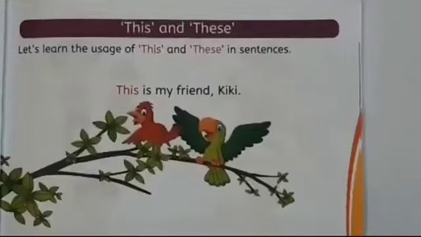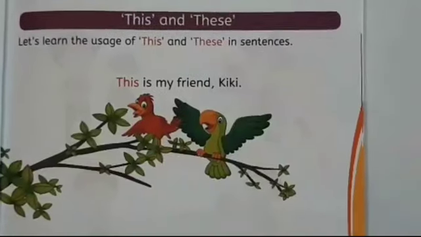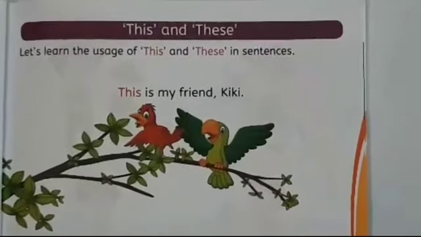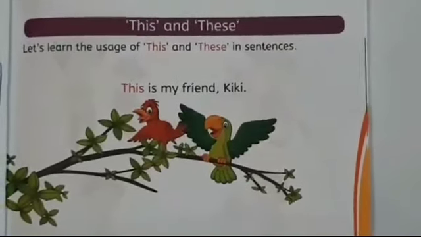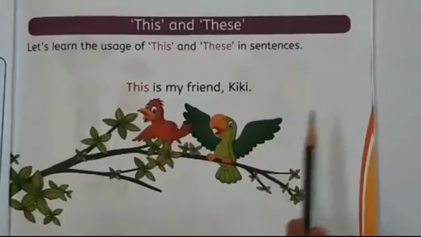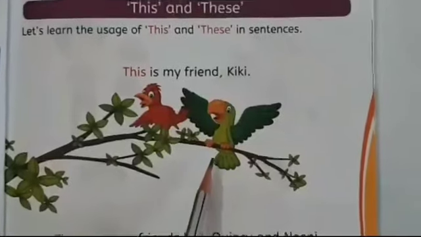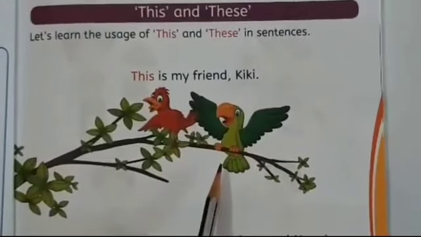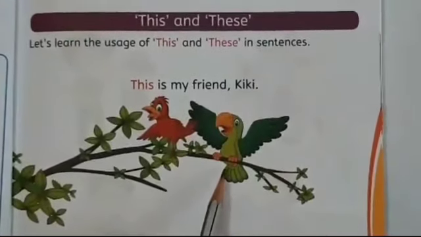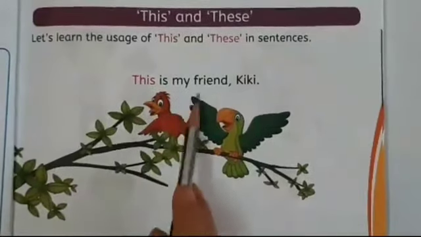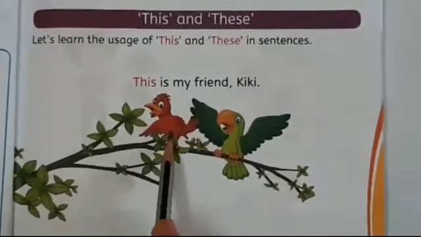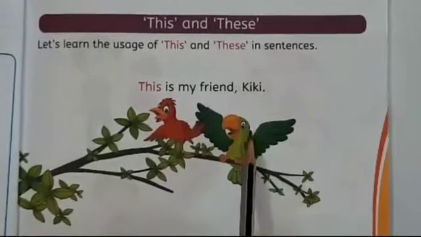Clear children? Okay. Dear children, let us look at the text now. Take your textbook. Dear children, in the Wings Fly High, Term 2, page number 25. Let us learn the usage of this and these in sentences. Look children, here we can see Po the parrot. She says, this is my friend. This is my friend, Kiki.